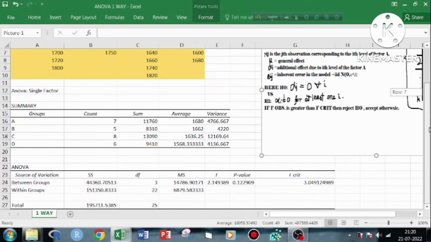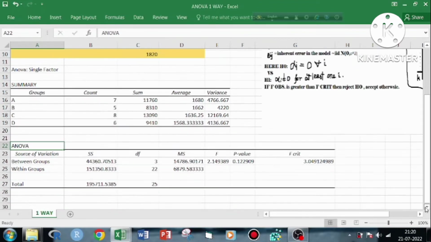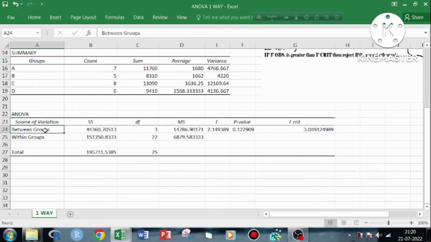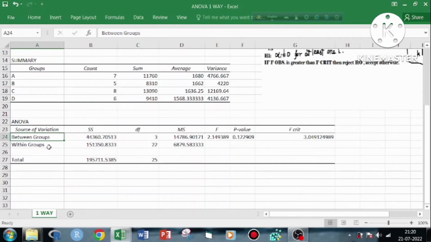Now the main important part is the Anova table, and now I am going to interpret the terms for you. The source of variation: the between groups are the effect due to the batches, and within groups are the errors. SS means the sum of squares. This is the sum of squares due to the batches, and this is the sum of squares due to the errors, SSE.